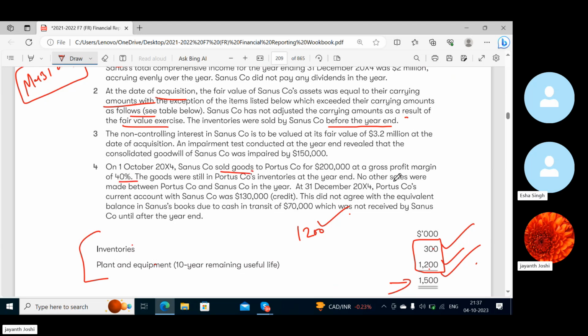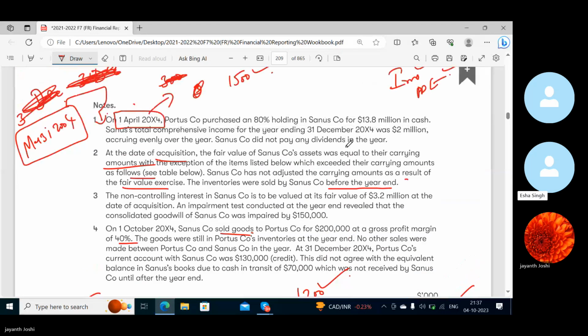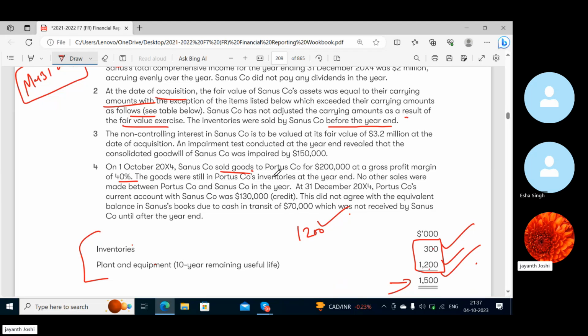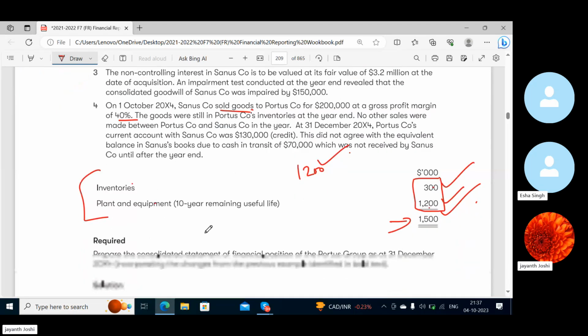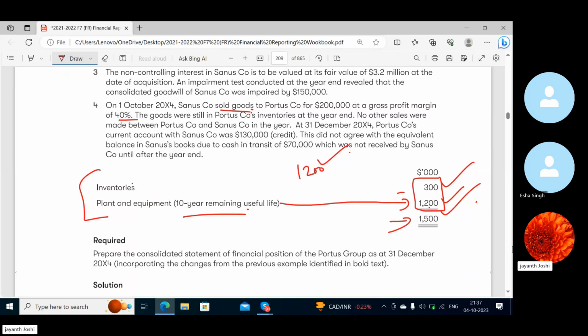Ten years. Maybe, sir. Yeah, that's what I'm saying. It's not mentioned anywhere in the question, sir. No, actually, it's an old question, right? From the previous question they have taken this one, right? Years. 10 years remaining life. After the fair value, whatever revaluation they have done, this is the amount, right?